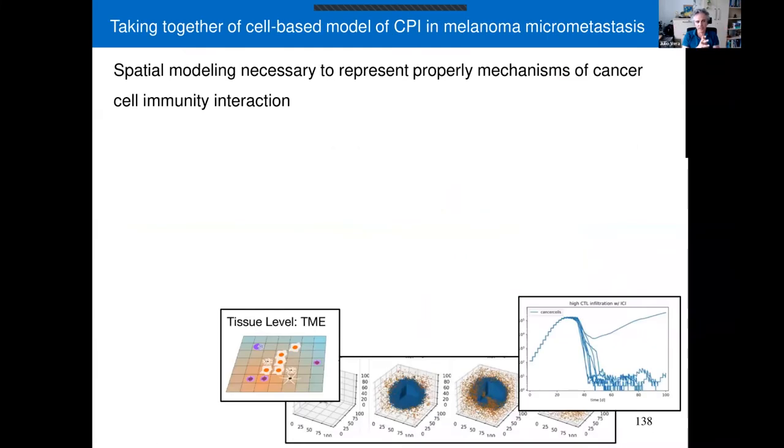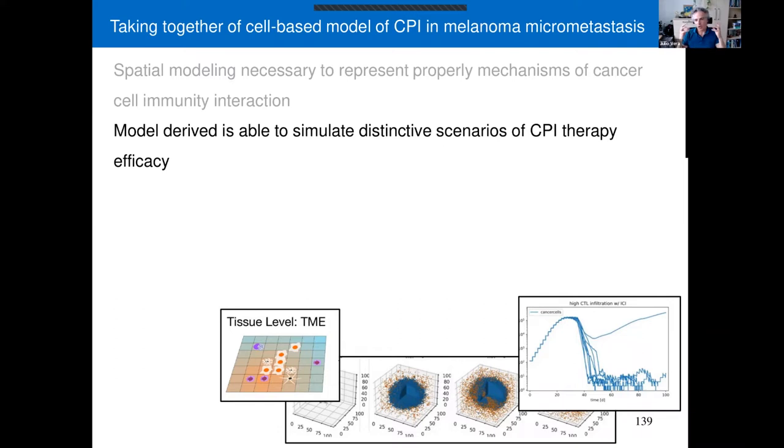Okay, so if we take everything together, as I said, spatial models are important for cancer immunotherapy because some molecular features that are very important to understand whether the therapy works or not can only be represented if you account for the spatial interactions between the cancer cells and the immune cells. So then you can use your model to represent and to simulate distinctive scenarios in which the checkpoint inhibitor therapy works or not.